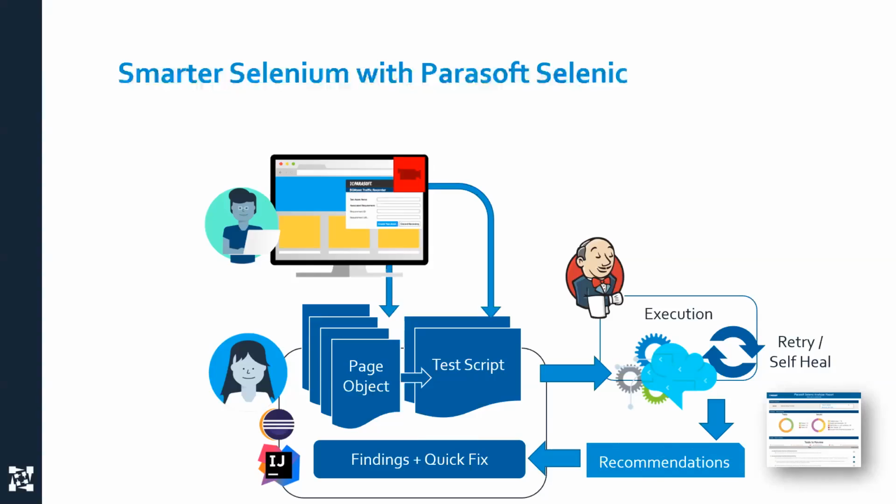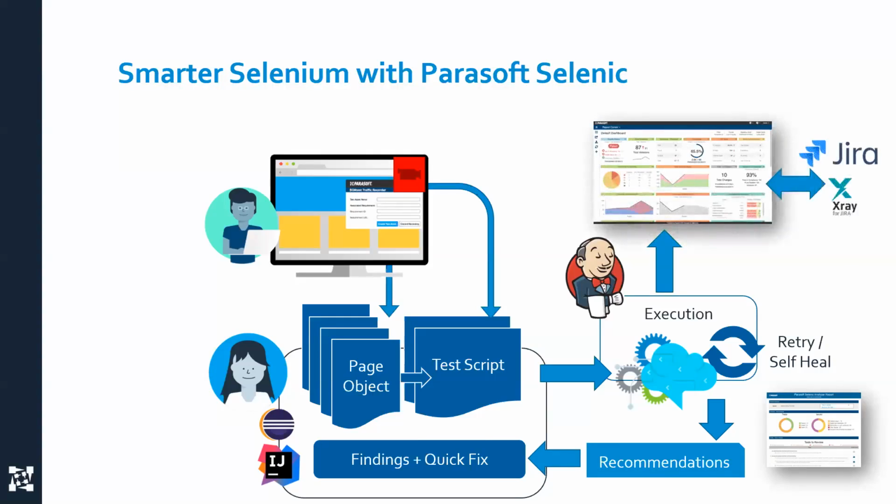So these are the three key pieces of Selenic: the recorder, the IDE integration, and the command line execution. But in addition to that, we can also send the results of this command line execution to Parasoft's reporting and analytics dashboard, which gives us the ability to correlate the test artifacts and the test results with the associated work items and user stories or test definitions that sit within my agile planning or requirements management system.